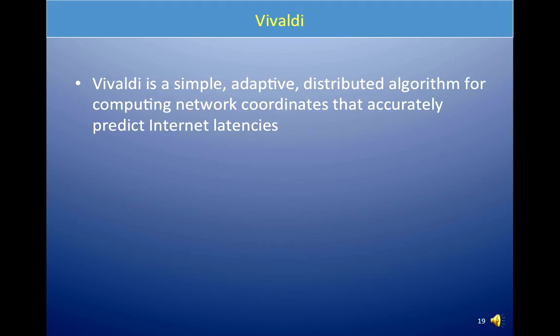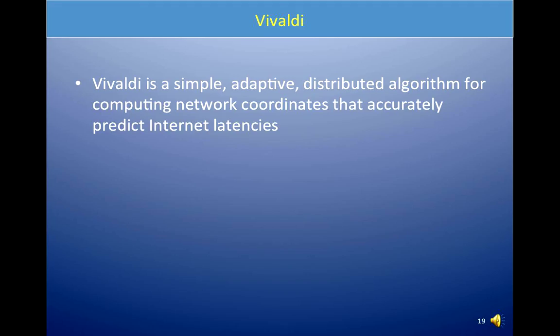Now let me talk about another important peer-to-peer system protocol, which is Vivaldi. What is Vivaldi? Vivaldi is a simple, adaptive, distributed algorithm. I will go into detail on why it is simple, why it is adaptive, and why it is a distributed algorithm.